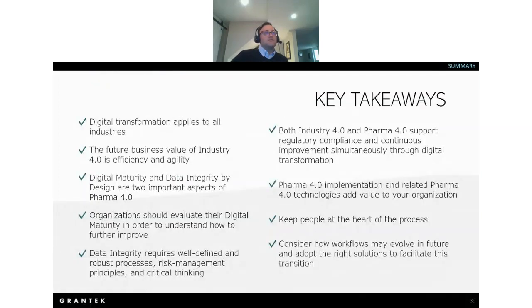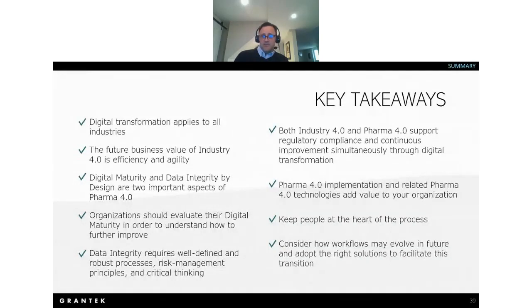So to summarize, here are a few key takeaways. Digital transformation applies across all industries. The future business value of Industry 4.0 is efficiency and agility. Digital maturity and data integrity by design are two very important aspects of Pharma 4.0. Organizations should evaluate their digital maturity in order to understand how to further improve.